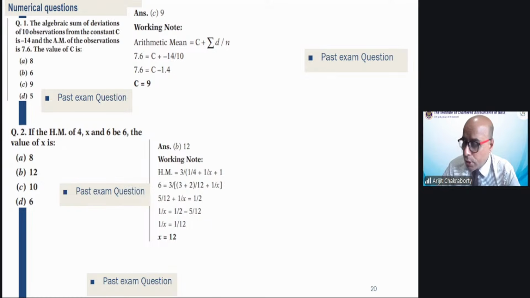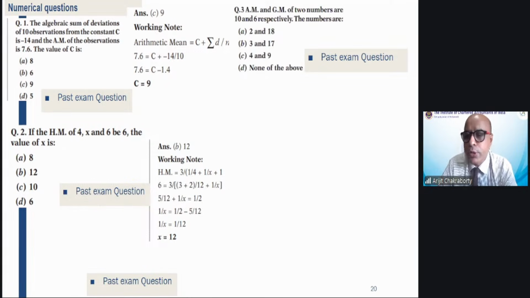3 observations. So in the numerator we will put 3. In the denominator we will get the reciprocals. So we will have 1 by 4 plus 1 by x, and then we have 1 by 6, and accordingly we get x equal to 12. Option number B is the right answer.